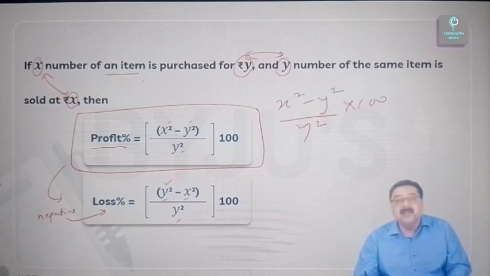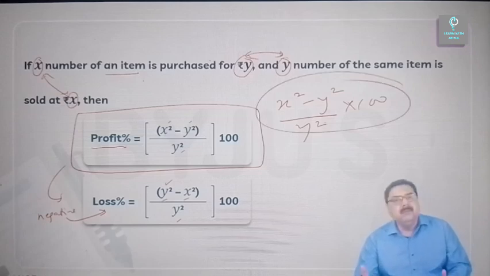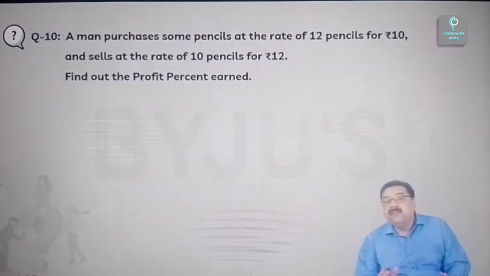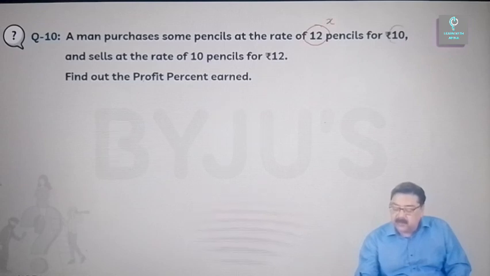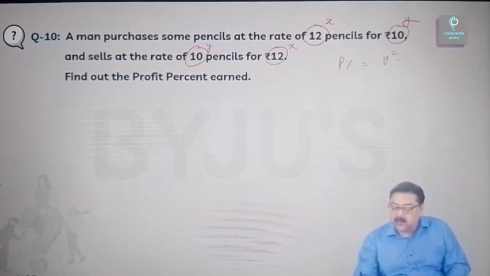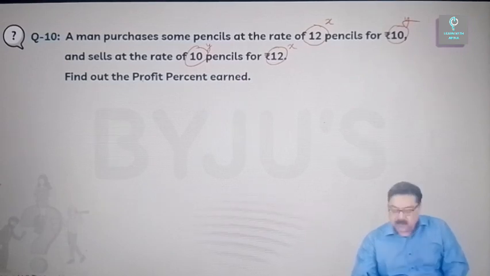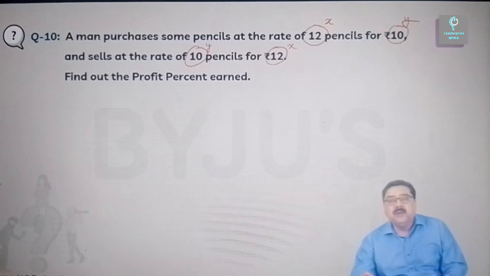Just write it 2-3 times in your notebook and you will be able to memorize this. So now we will see how we can use this formula to find the answer to the question. A man purchases some pencils at the rate of 12 pencils. So this is X at rupees 10. This is Y. So we are making use of the formula profit percent equals (X square minus Y square) by Y square into 100. So we have identified the values for X and Y.